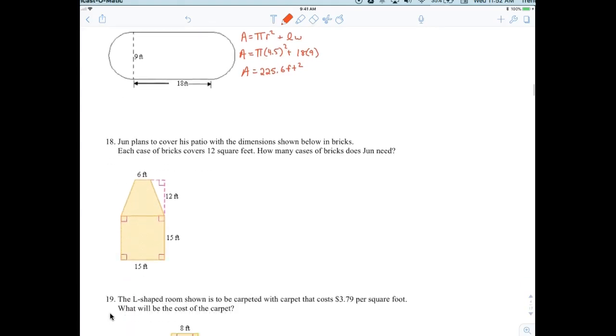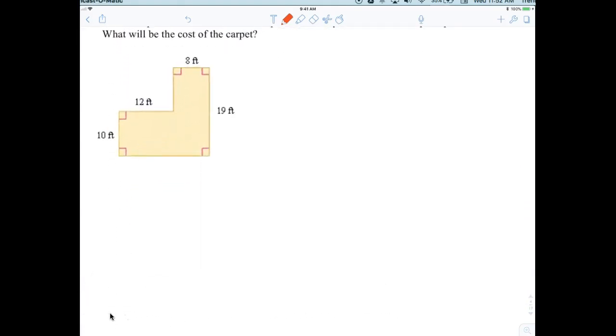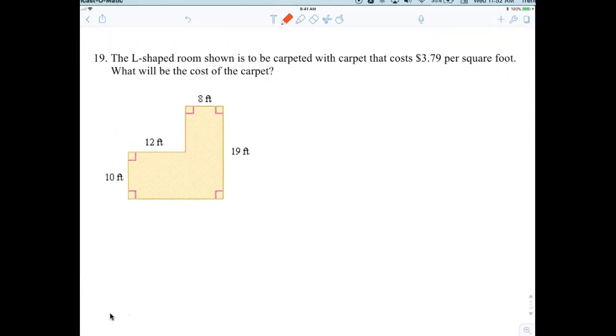All right, everybody take a look at 19. Now again, listen to me on this. Several things. You're laying carpet, so it's going to cost a certain amount. It costs how much? $3.79 per square foot. So the problem is we have to figure out how many square feet we need. Everybody with me?